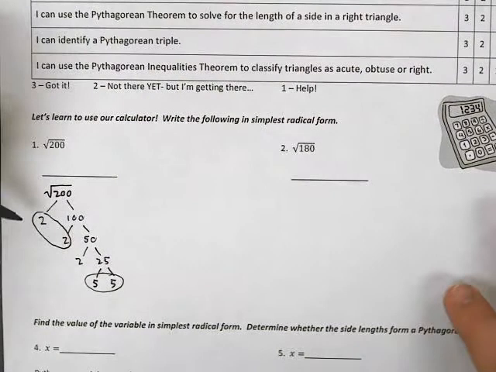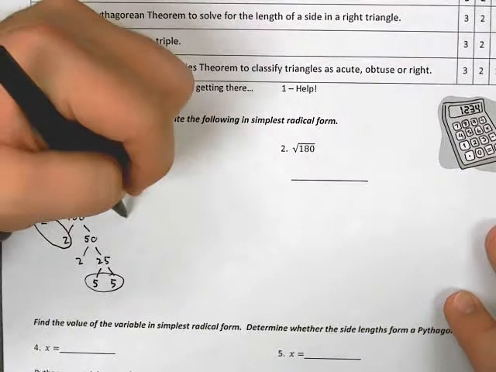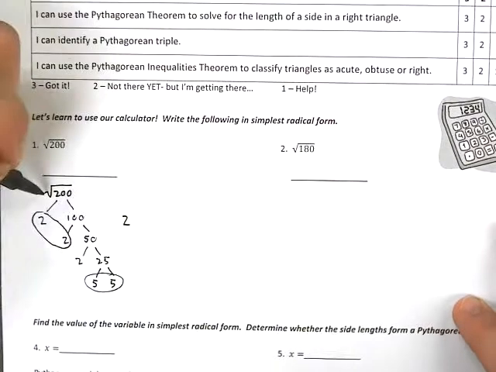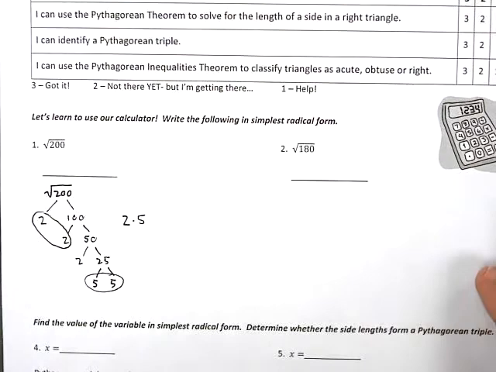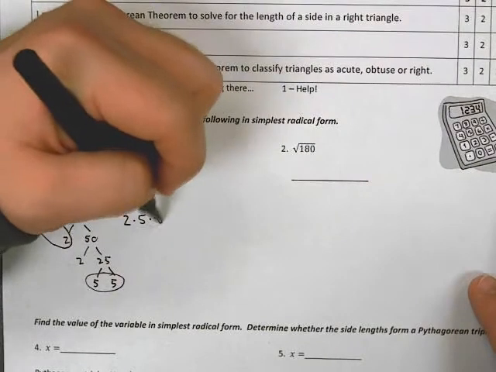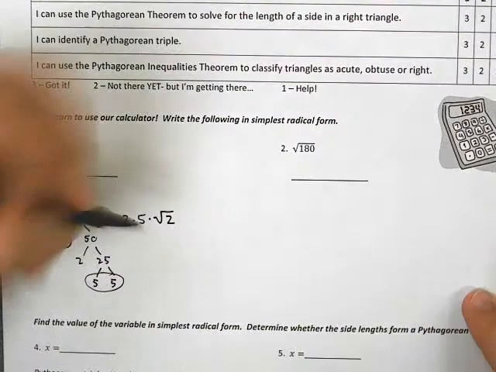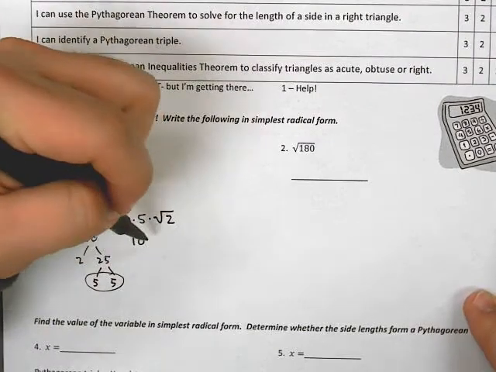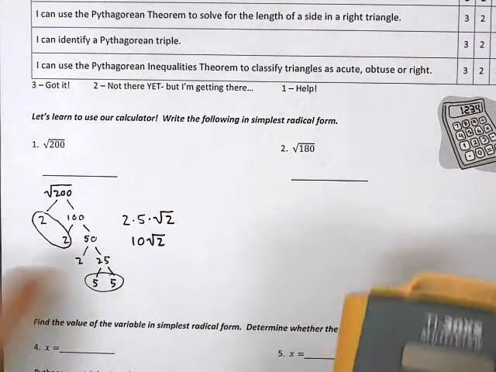So again, because I have these 2's, I know I have a 2 outside of the radical bar, and because I have a pair of 5's, I have a 5 outside of the radical bar, and then I have this lonely 2, so that has to stay underneath the radical bar. And when I clean this up, 2 times 5 is 10, and then 10 times radical 2 is just 10 radical 2. Now, if you want to do these by hand, or your calculator doesn't do what I'm about to show you, then this is good.